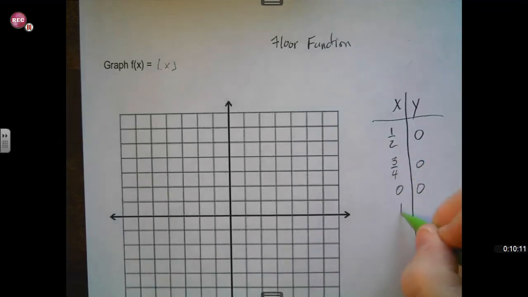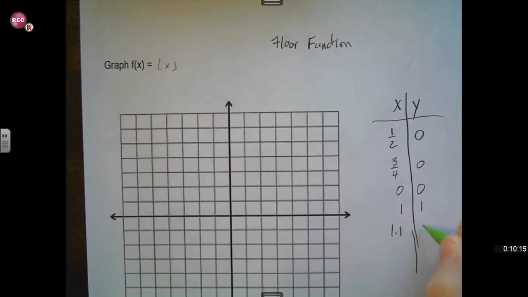If I put in 1, I get 1. If I put in 1.1, I get 1. If I put in 1.6, I get 1. If I put in 1.9, I get 1. If I put in 2, I get 2. If I put in 2.5, I get 2.